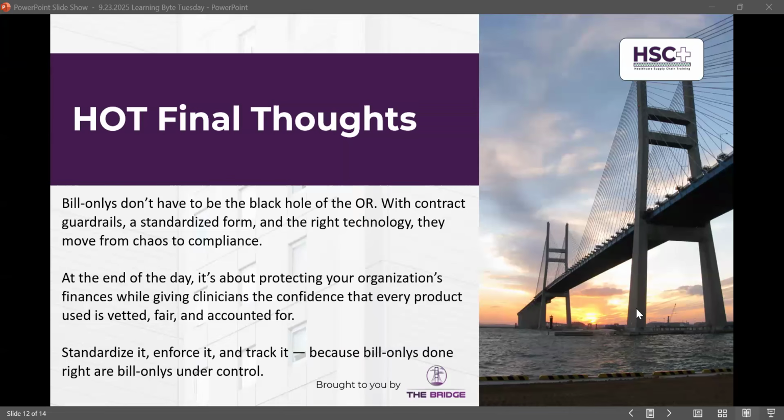And then I want you guys to standardize it, enforce it, communicate it, track it, because bill onlys done right are bill onlys that are under control. And I want you to be talking about bill only process in your vendor access and control policies as well.